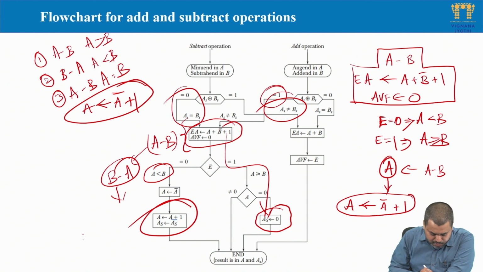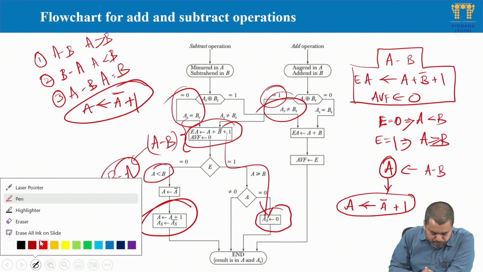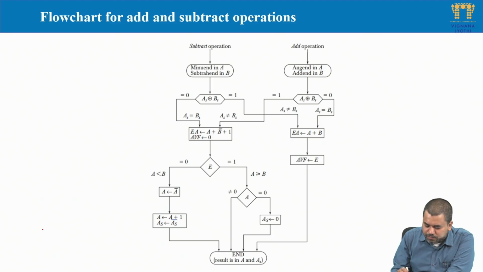Let me repeat this once again. In the first stage I am taking a decision, in case of the addition operation, whether I need to perform addition or subtraction. If the signs are equal, I am performing the addition. If the signs are different, I am performing the subtraction. Similarly, in case of subtraction, if the signs are different, I am performing the addition. If the signs are the same, I am performing the subtraction.